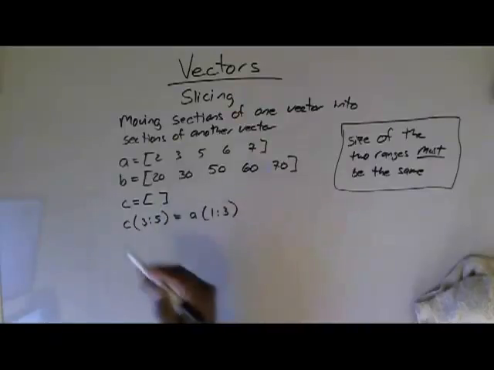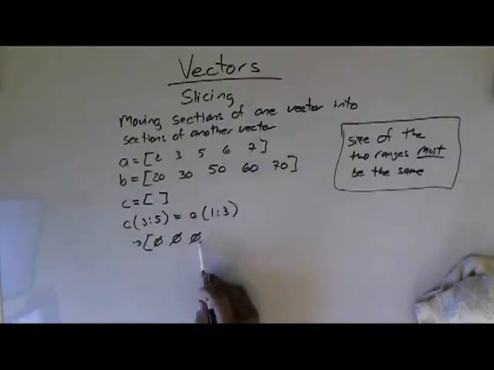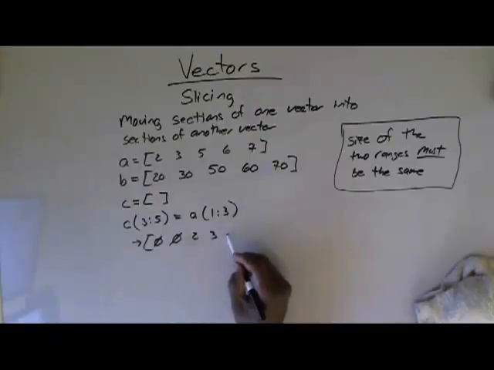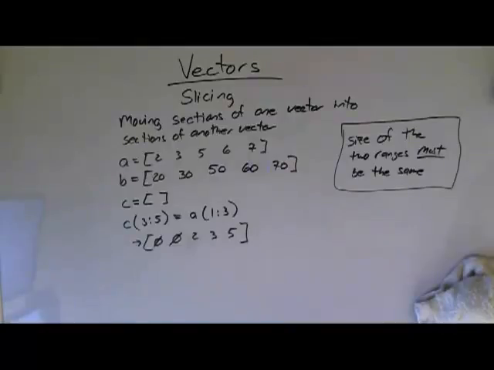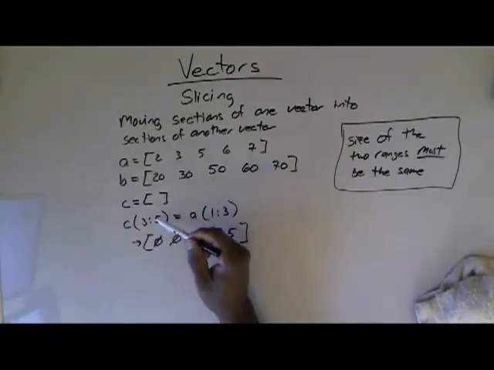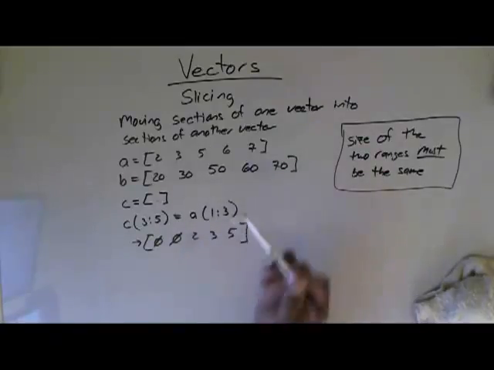Now, C is empty, but MATLAB is smart enough that it's going to pad C with zeros until it gets to the third element, and then it's going to put A at 1, 2, and 3 in the vector. And so you wind up with that. So you can even start off with something empty, give it a range that is not at the beginning, and as long as these two are the same size, it will pad with zeros until it gets to the range there.